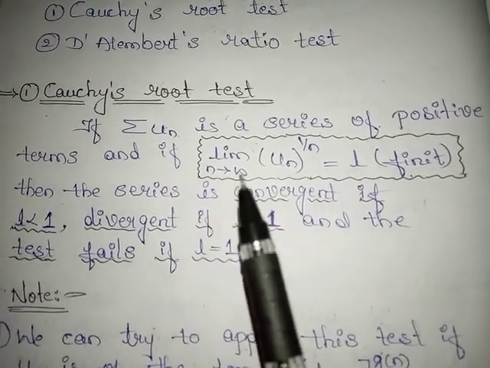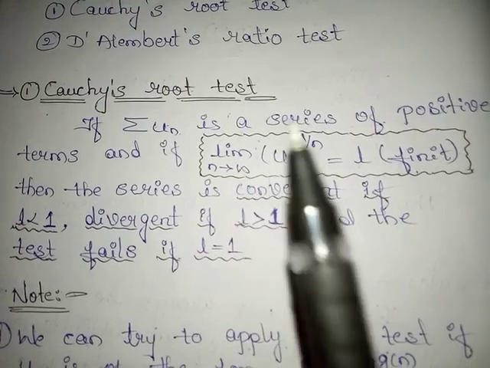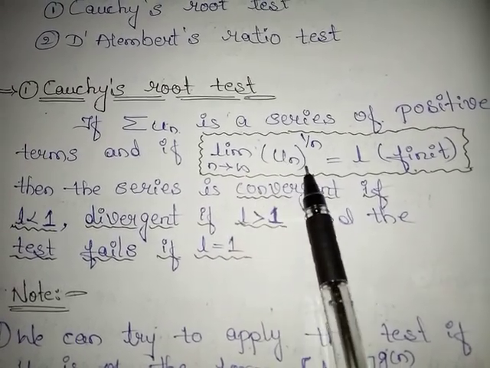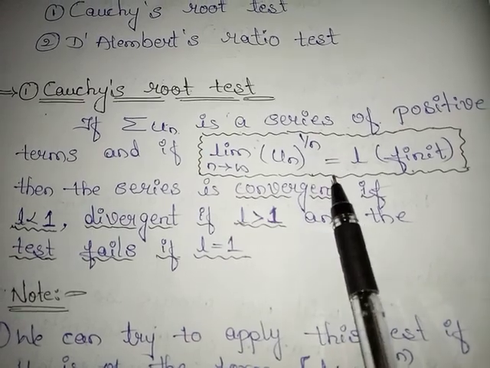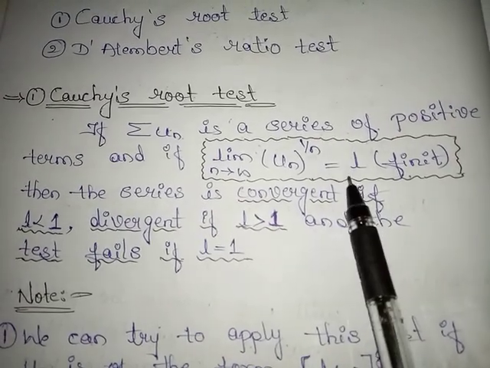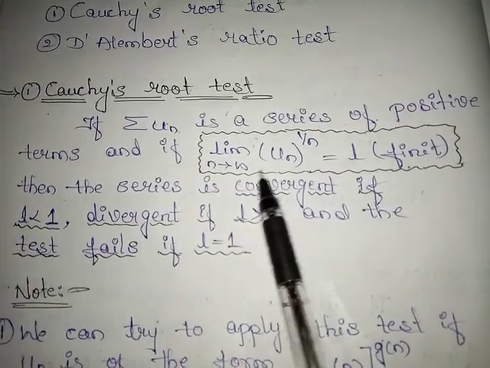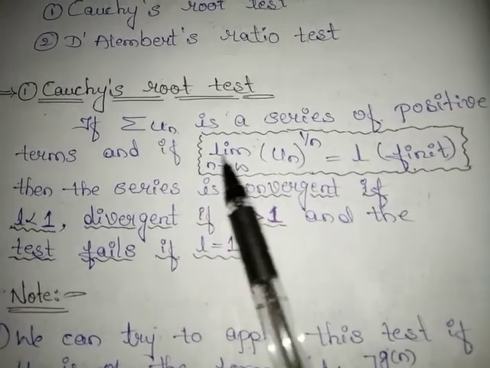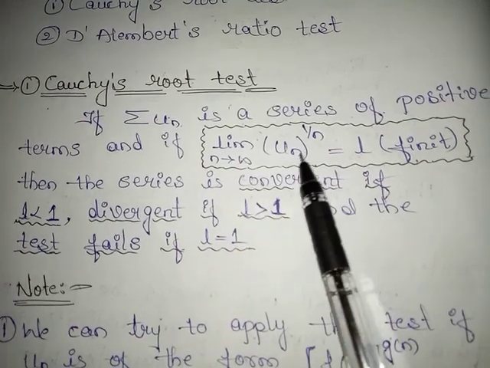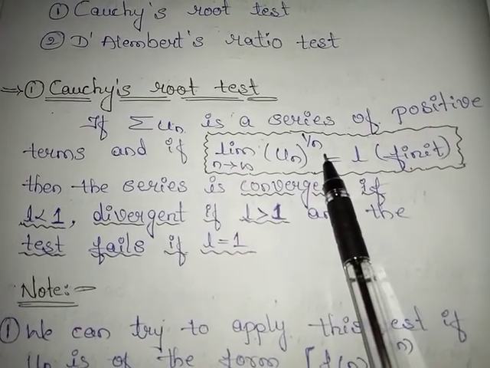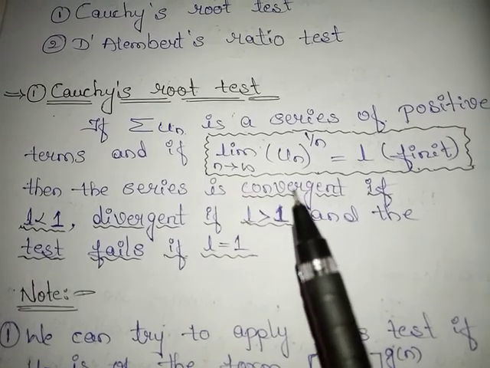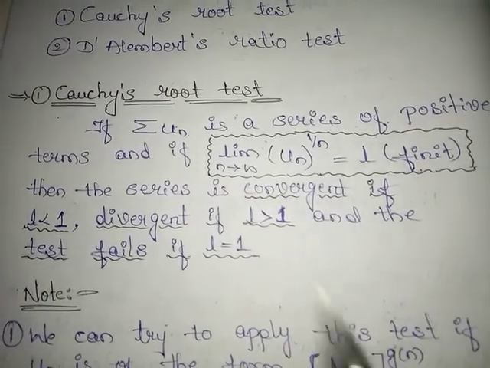According to this test, the given series is convergent if limit n tends to infinity, un raised to 1 by n is less than 1, and divergent if limit n tends to infinity, un raised to 1 by n is greater than 1, and if limit n tends to infinity, un raised to 1 by n is equal to 1, then the test fails for the given series.